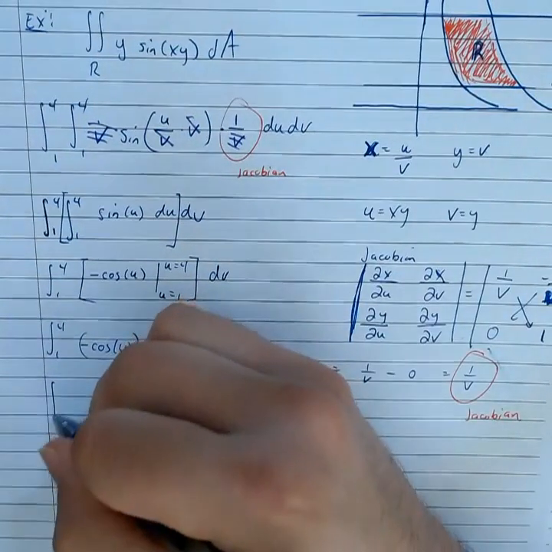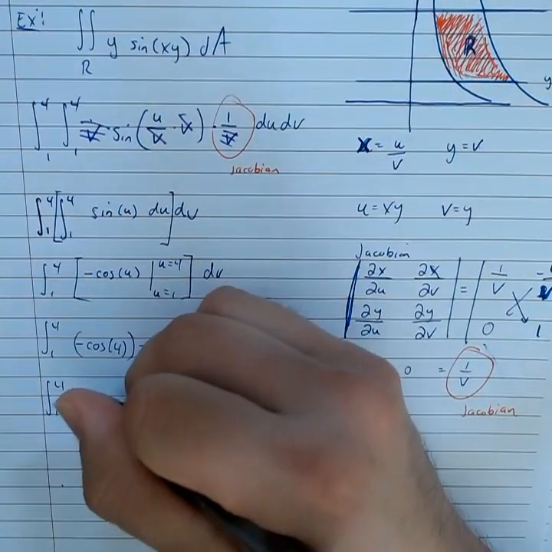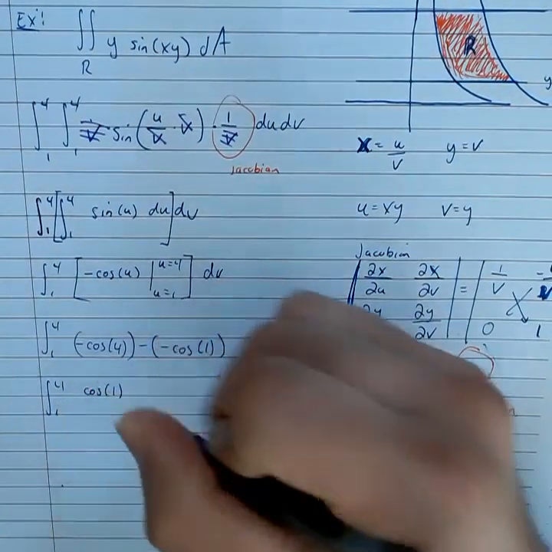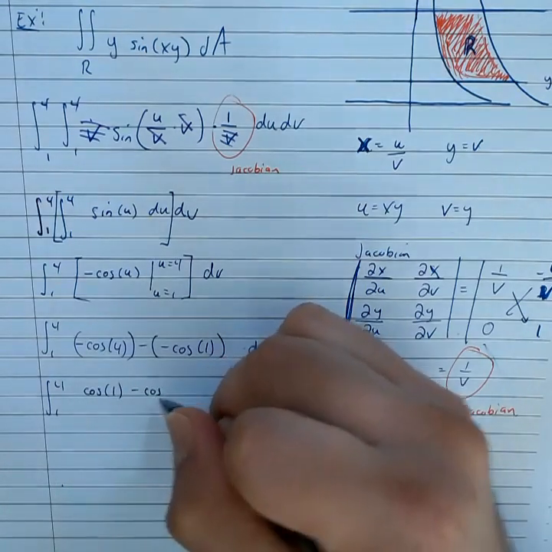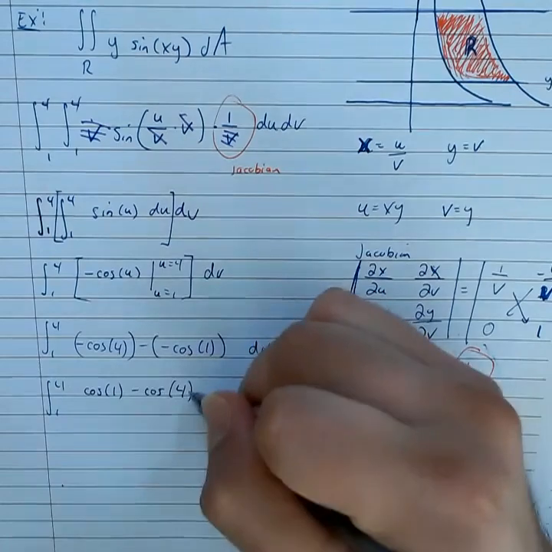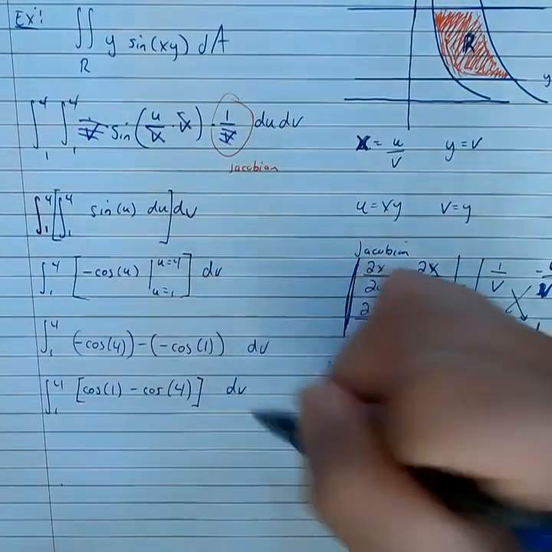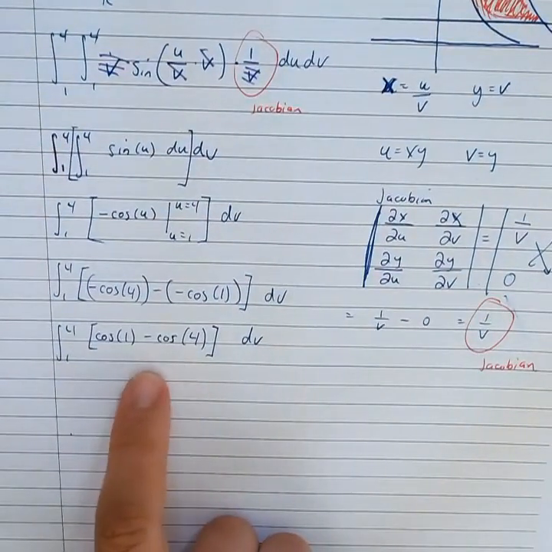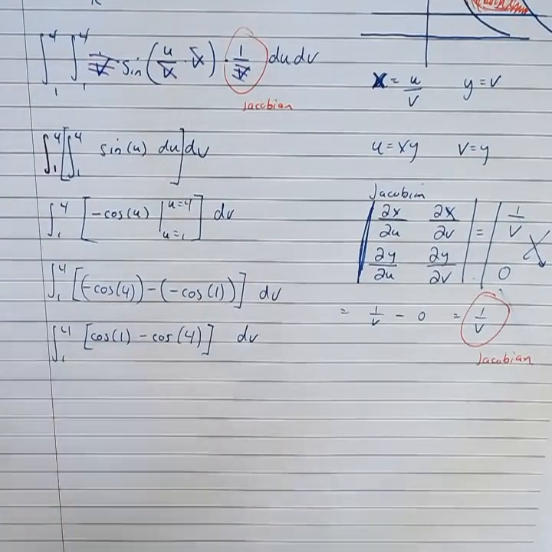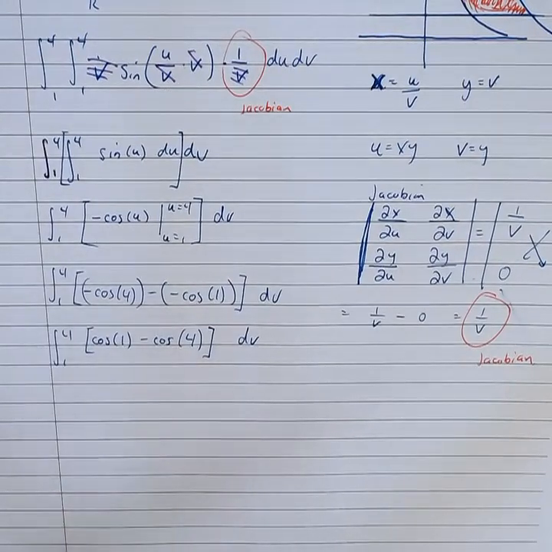That's going to give me the integral from 1 to 4. Double negative makes that a positive, so let me put that in the front. That's going to be the cosine of 1, and then here that's going to be minus the cosine of 4 dv. But now notice, even though these are unusual constants, we don't usually see cosine of 1 radian, cosine of 4 radians. Usually we see multiples of pi. But whatever, those are numbers.